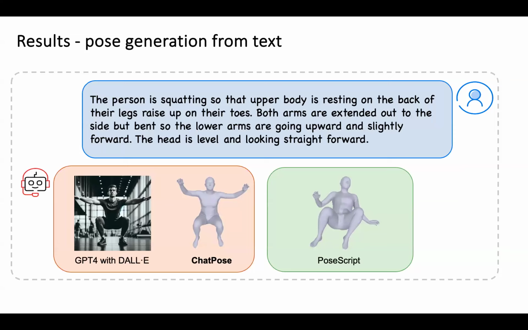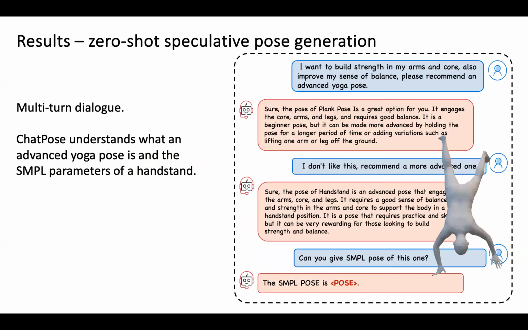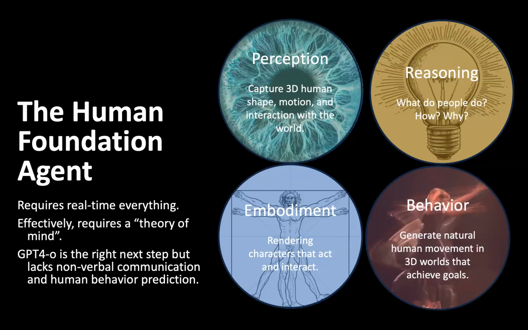So you can input text, and okay, I'll skip to something like this, which is quite ambiguous. It's not describing joint angles or anything, what's in contact. A person is proposing marriage, for example, and it can generate a reasonable pose. Or you can have a conversation with it about what kind of exercises you want. It tells you to do some yoga pose, and you say, I'd like a more challenging pose, and it knows what challenging means and gives you a handstand, for example. But I think I'm running out of time.